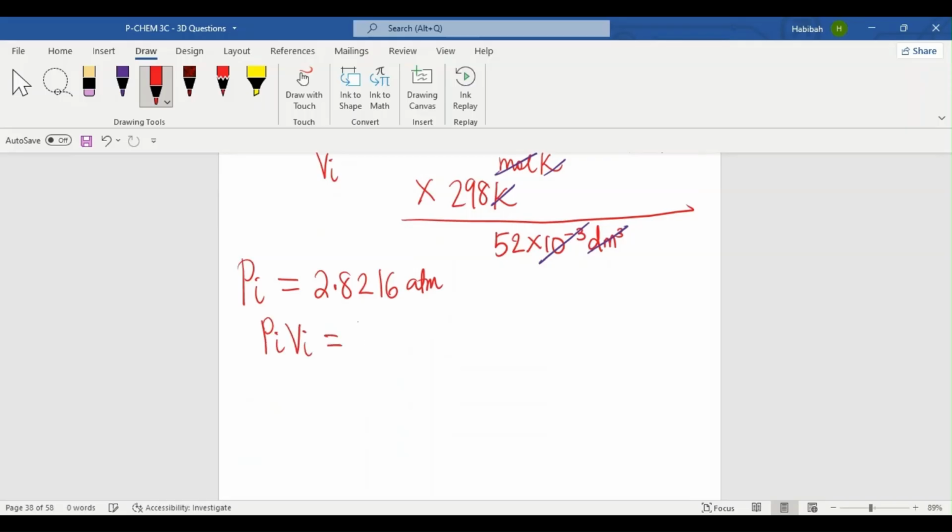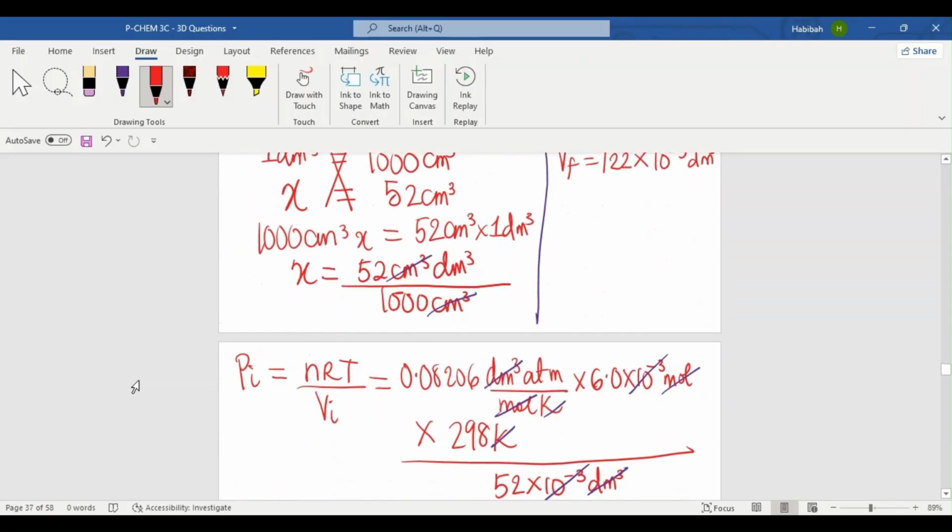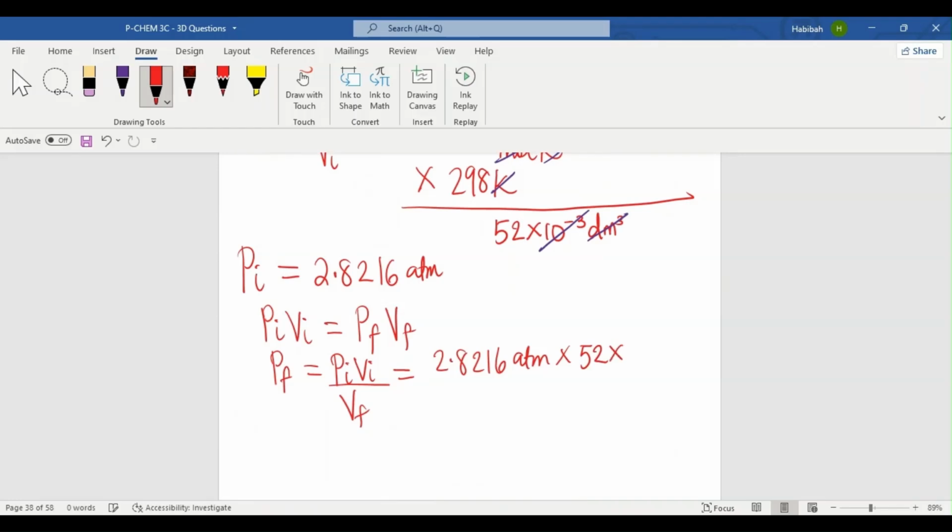And of course, we know from our combined gas law that anytime you have temperature constant, P initial V initial equals P final V final. So we're going to find P final. P final is going to be P initial V initial divided by V final. So that'll be 2.8216 atmospheres times V initial, which we know to be 52 times 10 raised to the power negative 3 dm cubed, divided by V final, which is 122 times 10 raised to the power negative 3 dm cubed. When you cancel out the dm cubed and the 10 raised to the power negative 3, that will be 2.8216 atmospheres times 52 divided by 122.